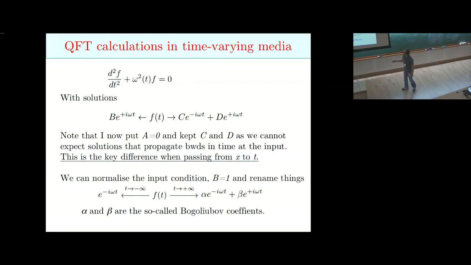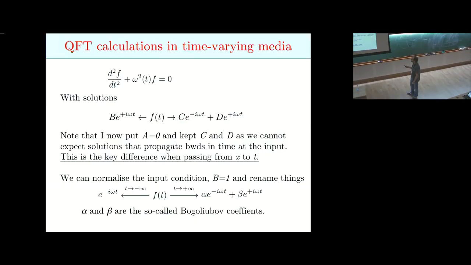Okay? So I'm going to do as before. I'm just going to normalize the input condition, okay, and just rename things. I've put one here, and I've got these two coefficients, alpha and beta. These are what are called the Bogoliubov coefficients. Okay, they're very ubiquitous. You'll find them all over the place.